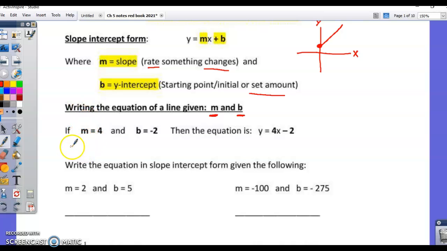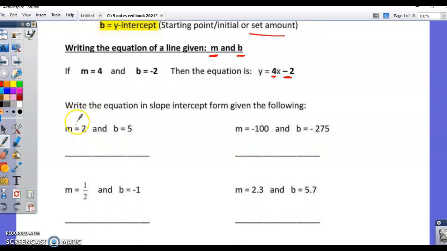So when we're looking at these examples, if m equals 4 and b equals negative 2, all we do is put the m and the b in for the m and the b in the equation. Your y and your x are always going to remain there. So here we have our m, here we have our b, so we can write that as y equals mx plus b, or in this case 4x minus 2. So again, identify your slope, identify your y-intercept, and then you write the equation.